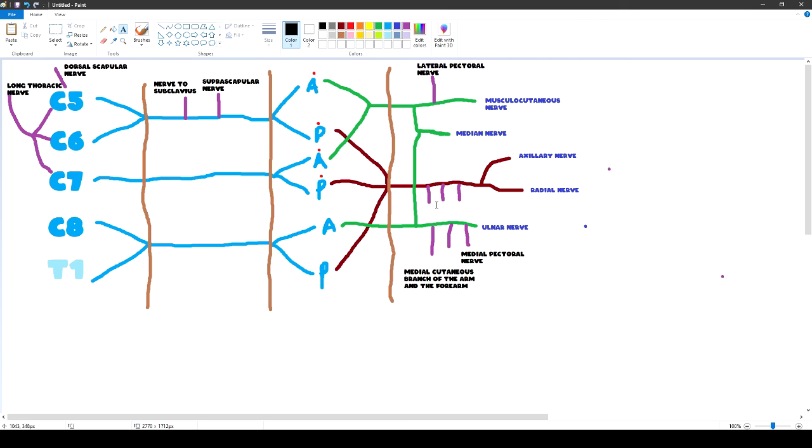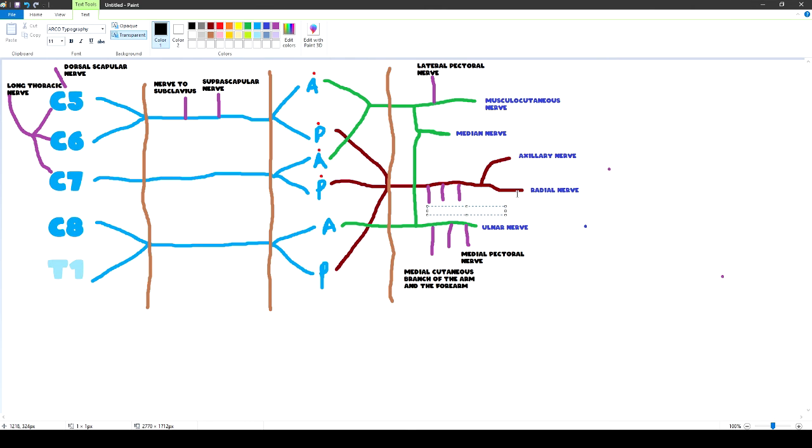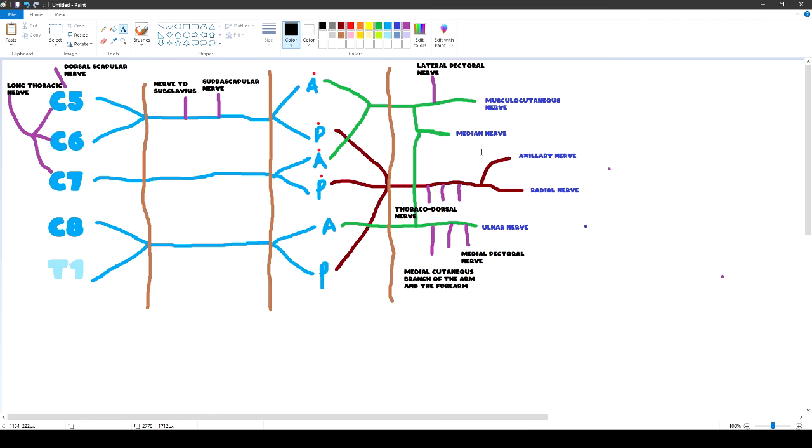Finally, the branches of the posterior cord, they supply the muscles that make the posterior border of the axilla. If you remember, the posterior border of the axilla is made of the subscapularis muscle from above, and the latissimus dorsi and the teres major from below. The latissimus dorsi muscle is supplied by the nerve to latissimus dorsi, which is called the thoracodorsal nerve. So actually the subscapularis is supplied by both the other two nerves.